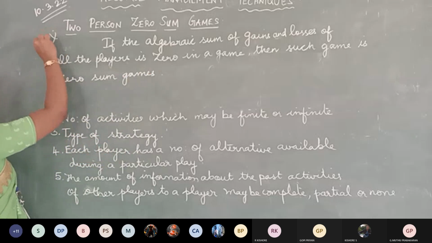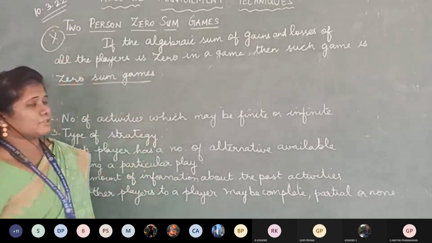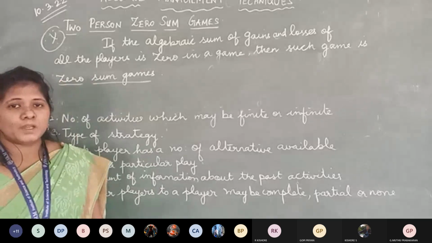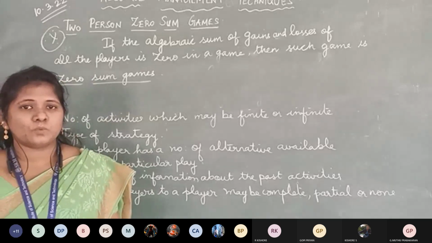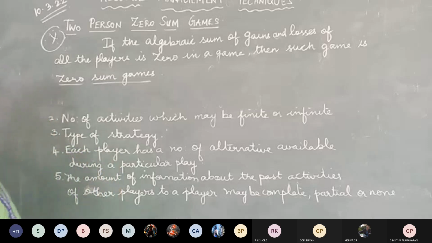All are very important. In 2 marks they can ask you this definition: what is a zero sum game? Write the characteristics of game theory. What is a game? Everything they can ask you. So you have to know all the definitions. Zero sum games.